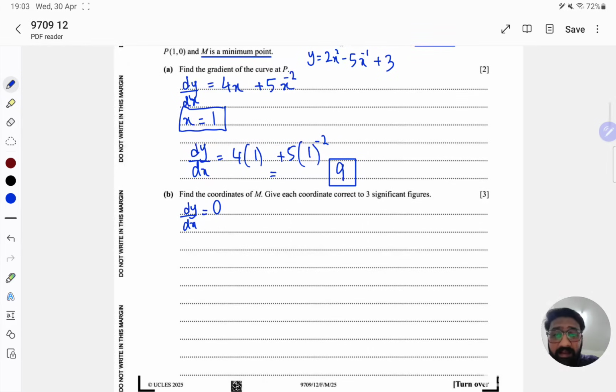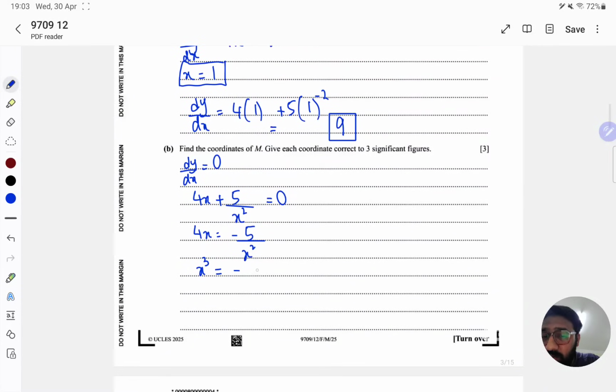And we have already found dy by dx, which is 4x plus 5 over x square, and it has to be equal to 0 because that's the minimum point. Now if I simplify, it will be 4x equals minus 5 divided by x square. So x cube will be equal to minus 5 divided by 4. So I have to take the cube root on both sides.